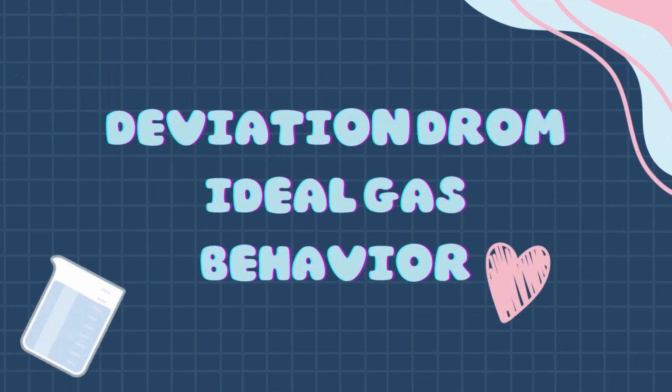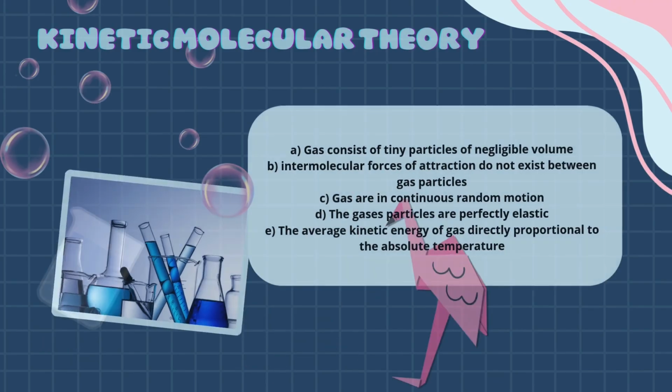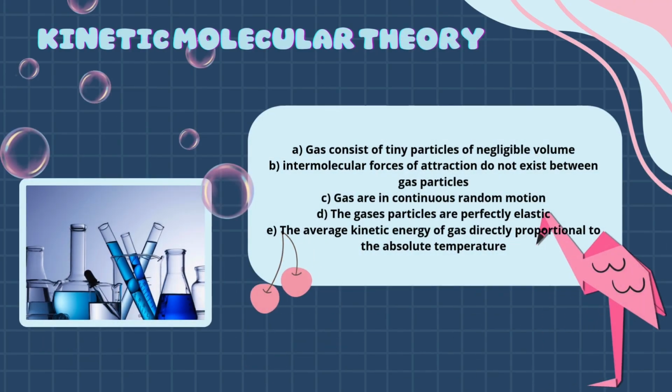Deviation from ideal gas behavior. Kinetic molecular theory. First, a gas consists of tiny particles of negligible volume. Second, intermolecular forces of attraction do not exist between gas particles. Third, gases are in continuous random motion. Fourth, the gaseous particles are perfectly elastic. Last, the average kinetic energy of a gas is directly proportional to the absolute temperature.